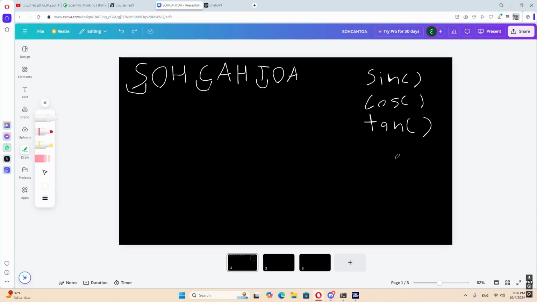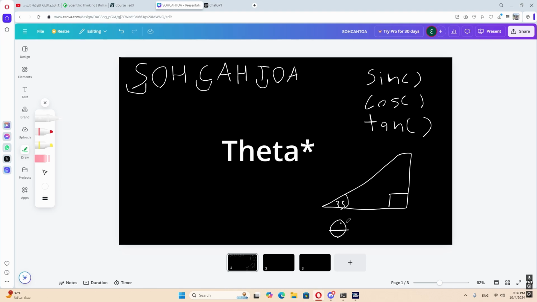Let's say you have a triangle. It's going to be a right angle triangle. To use these, you're gonna have an angle here. Let's say it's 35. This angle is called theta. It's like a zero with a line through it. Okay, what about the other ones?